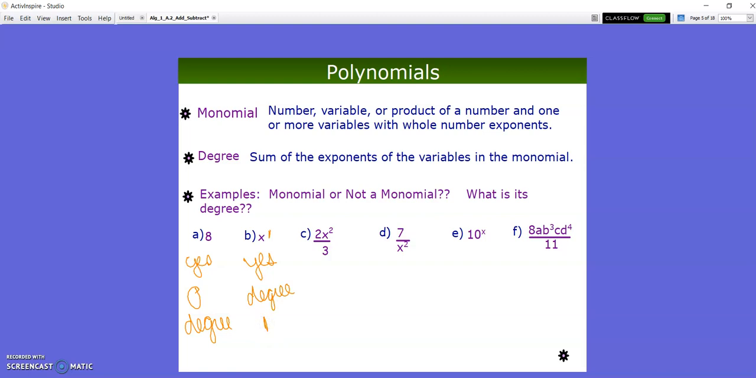When I take a look at C, this is one clump of math. I don't see anything being added or subtracted to it. So this is a monomial. So that's a yes. And then to what degree? Well, I take a look at my variable and look at its exponent. It's to the second degree.